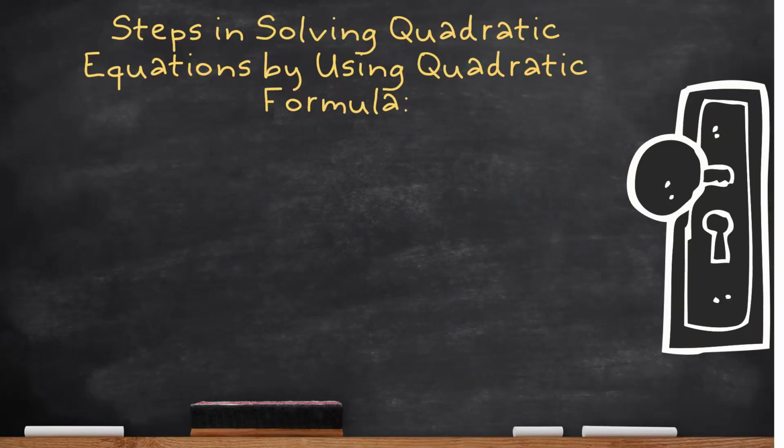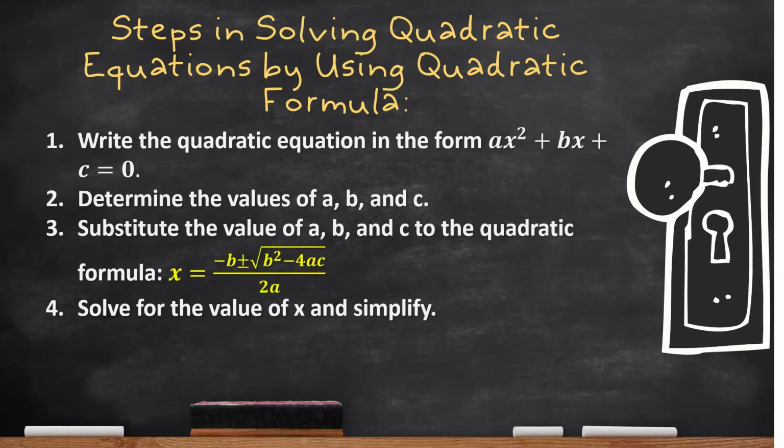So here are the steps in solving quadratic equations by using the quadratic formula. First, write the quadratic equation in the form ax squared plus bx plus c equals 0, meaning check if the equation is already in standard form. Then determine the values of a, b, and c, and substitute them into the quadratic formula. And this is the quadratic formula. So you need to memorize it.